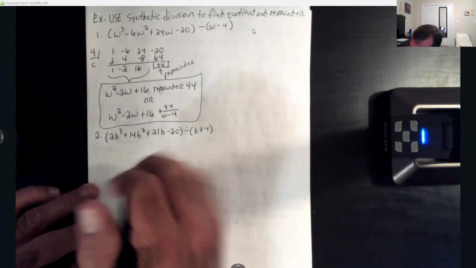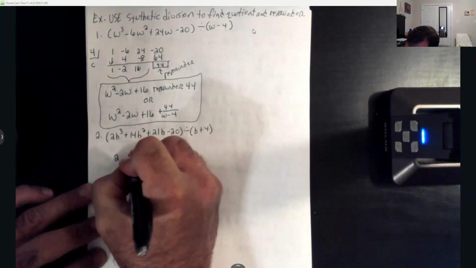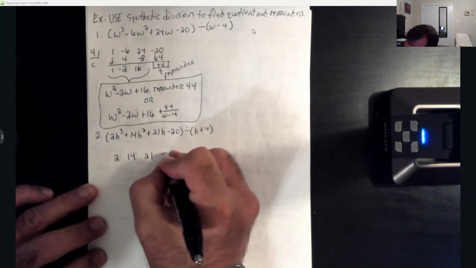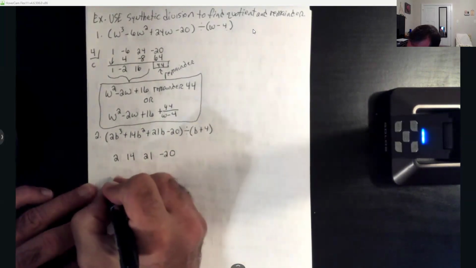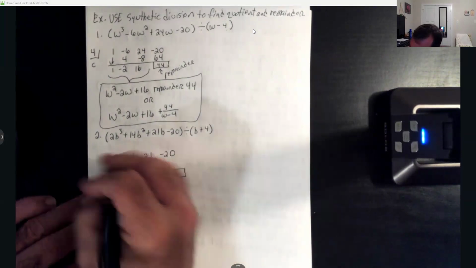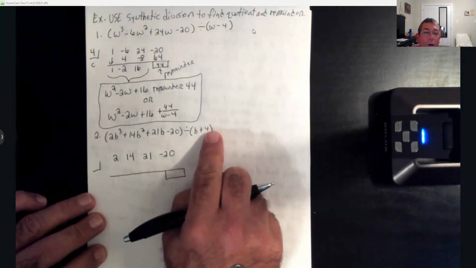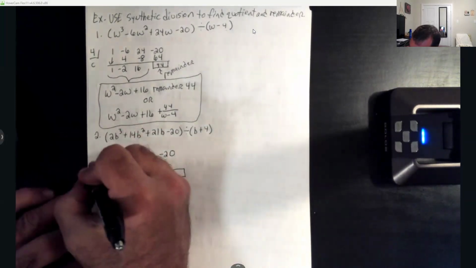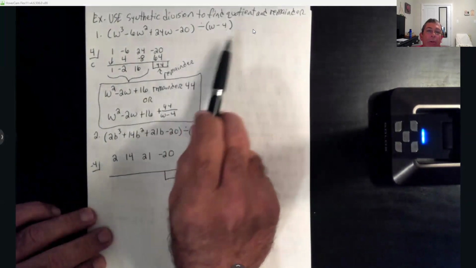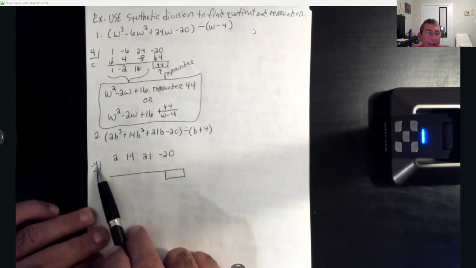So let's write out our coefficients. We got a 2, 14, 21, and a negative 20. All right, I'm going to draw my box under my last number. All right, my C, since that's a b plus 4, my C will be a -4. So up here it was -4, I made it positive. Here it's positive, I made it negative.